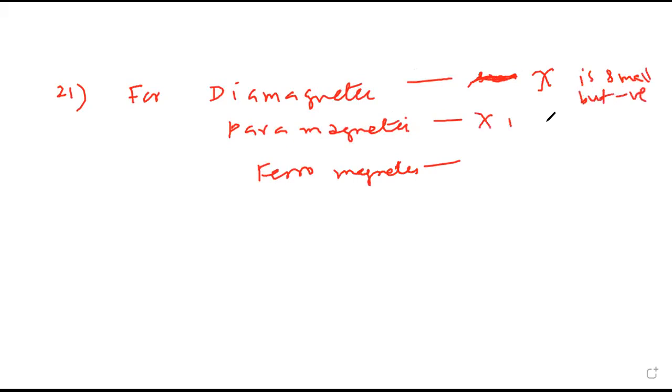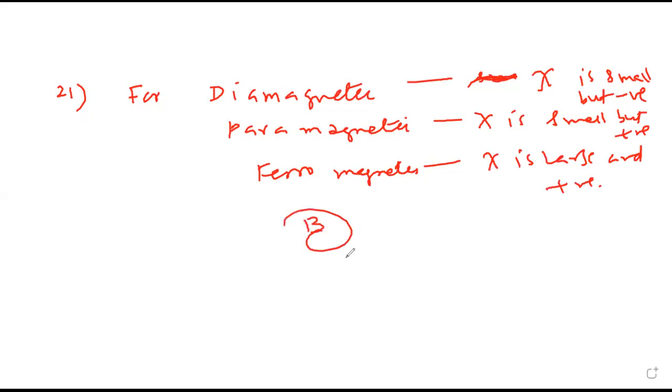For paramagnetic, it is small but positive. For ferromagnetic, it is large and positive. So let us see what is positive and large. That is ferromagnetic, option B.